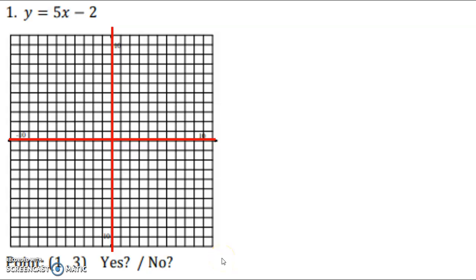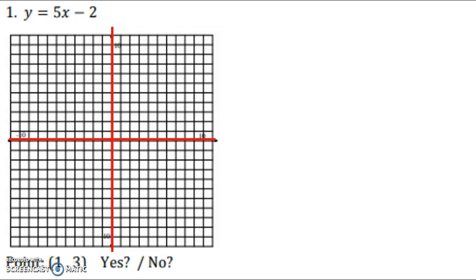So, we need to determine if the given point (1, 3) is a solution to the equation given, y equals 5x minus 2. So there's actually two different ways that we can approach this, but because we were given a graph, we'll start with graphing this equation first.